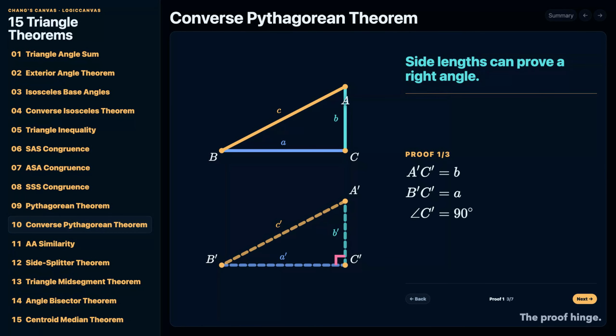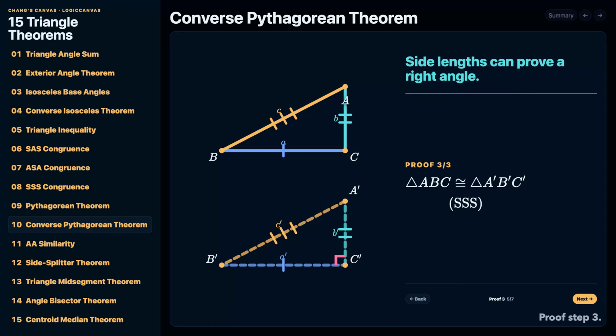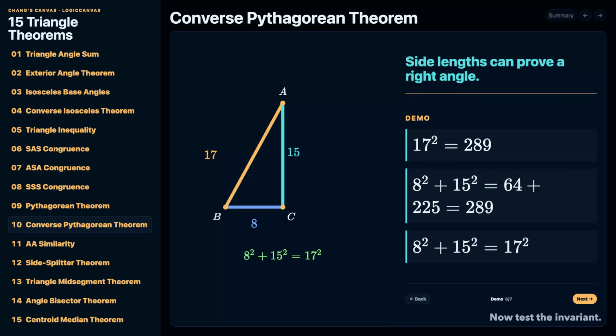For the proof, construct a right reference triangle at point C' using legs A and B. Next, by the Pythagorean theorem, its hypotenuse C' equals the given longest side C. Next, now all three corresponding sides match, so side-side-side, or SSS, transfers the right angle at point C' to point C. Compare the given triangle with an equal size dashed right reference.